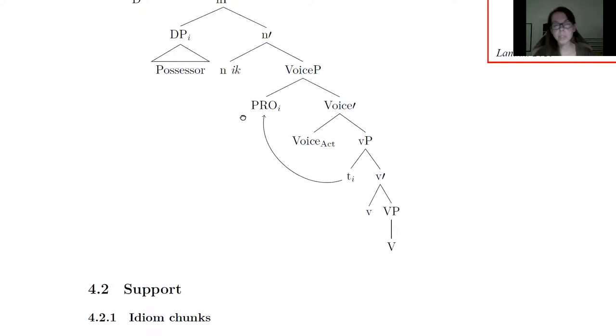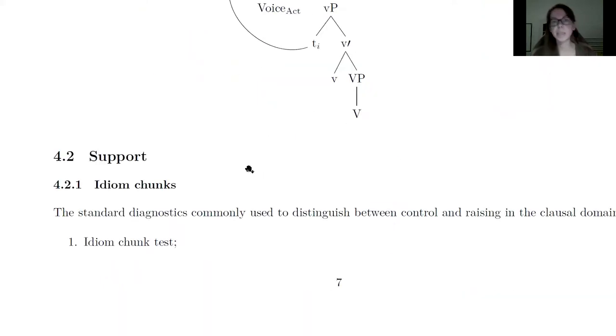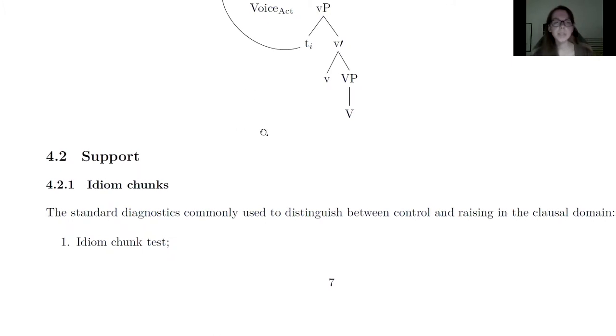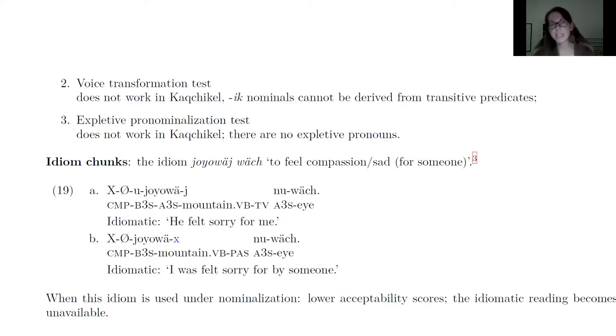And we have, of course, some empirical support for this analysis, that indeed we are dealing with control and not with something like ACM or raising, I don't know. So typically to distinguish between control and raising, people look at the following three tests. We have the idiom chunk test, we have the voice transformation test, and we have the expletive pronominalization test. Unfortunately, there are no expletive pronouns in Kakchuk. It's a pro-drop language. And the voice transformation test is also not applicable here because remember, these nominals can only be derived from passivized, for example, predicates, and can't be derived from transitive predicates.